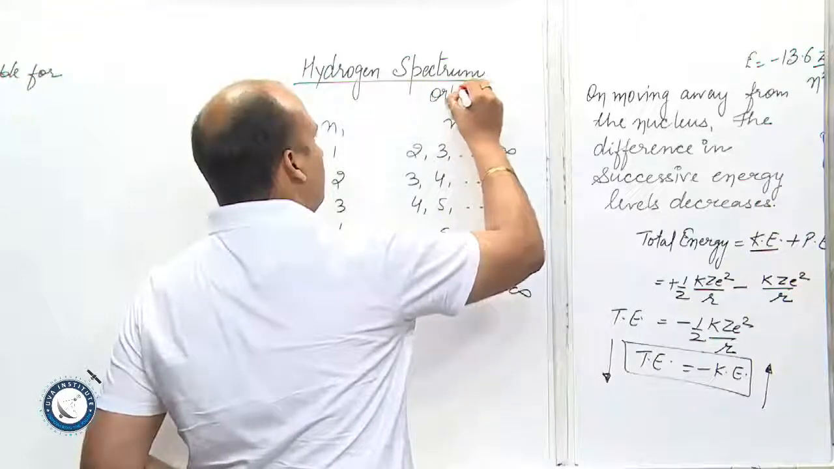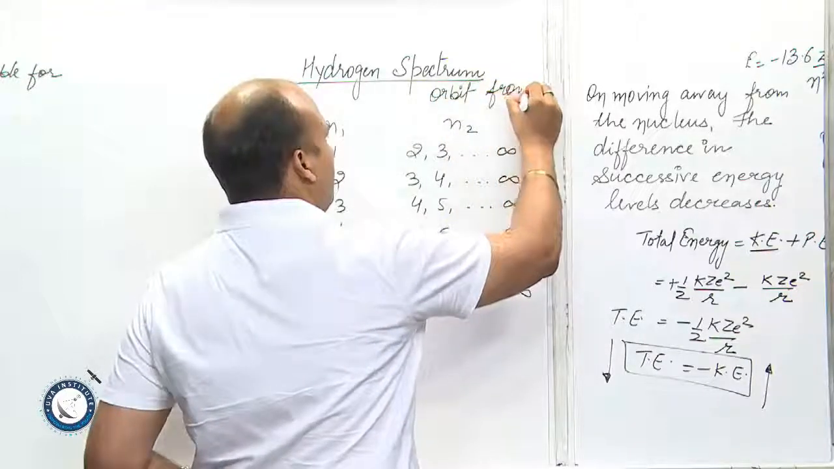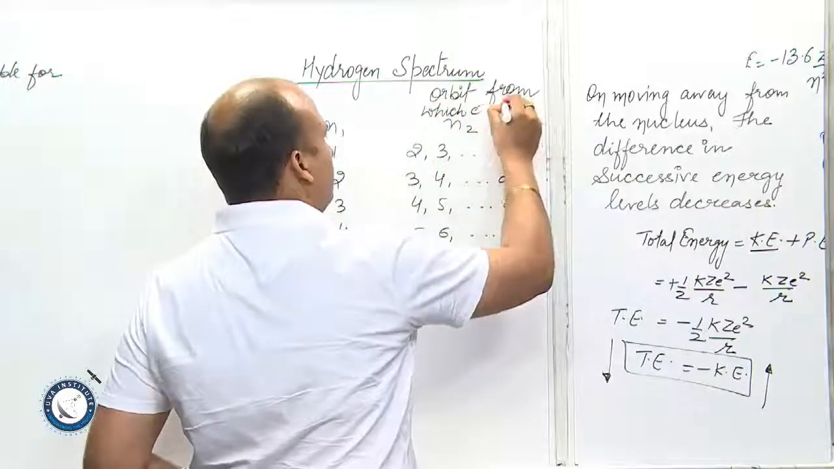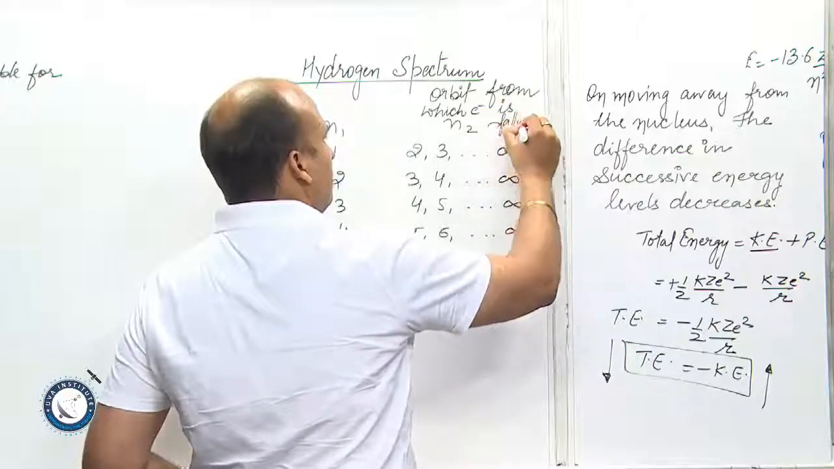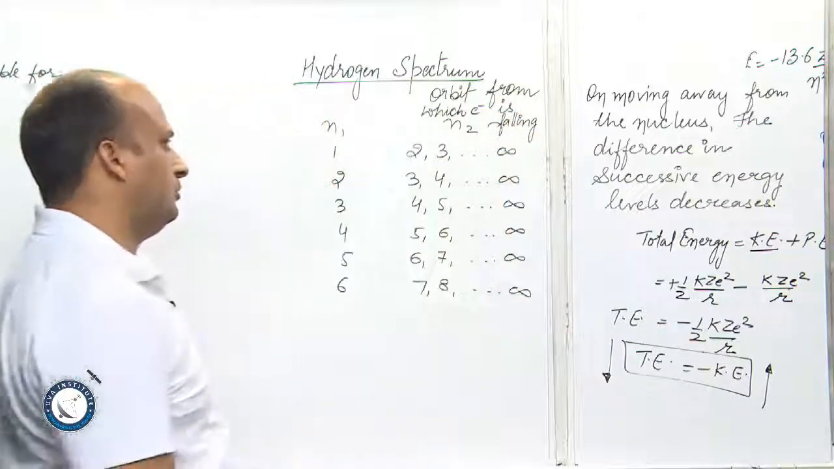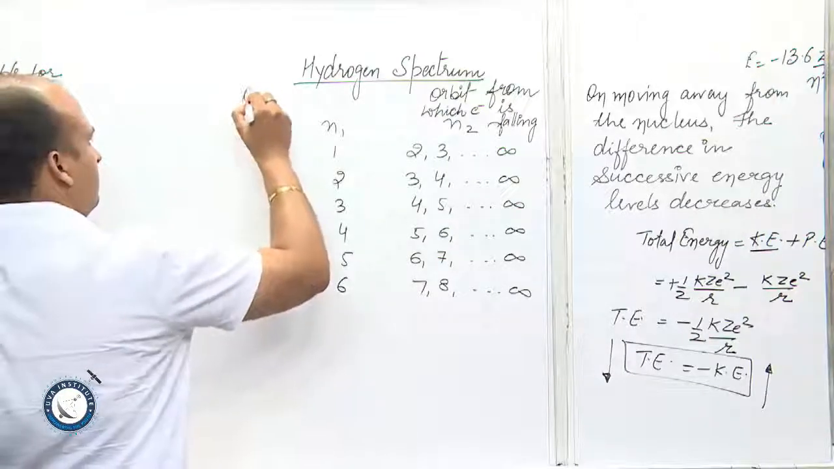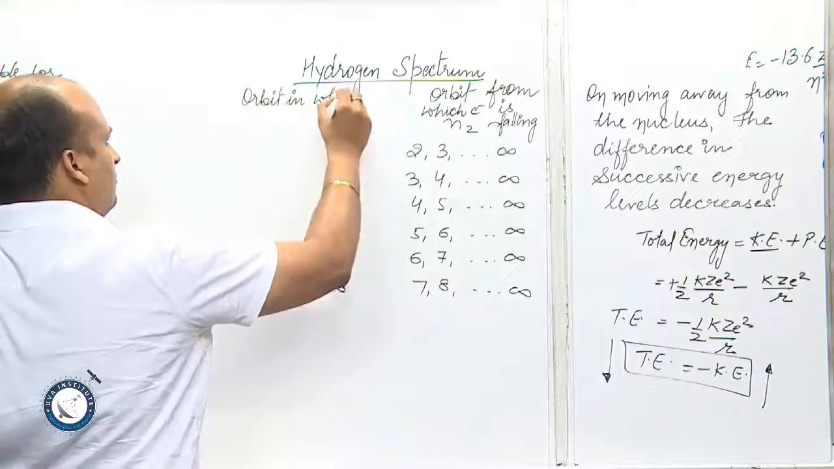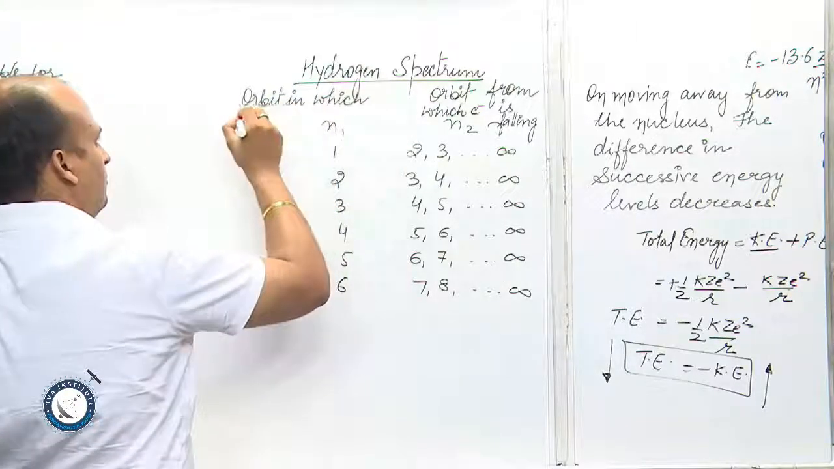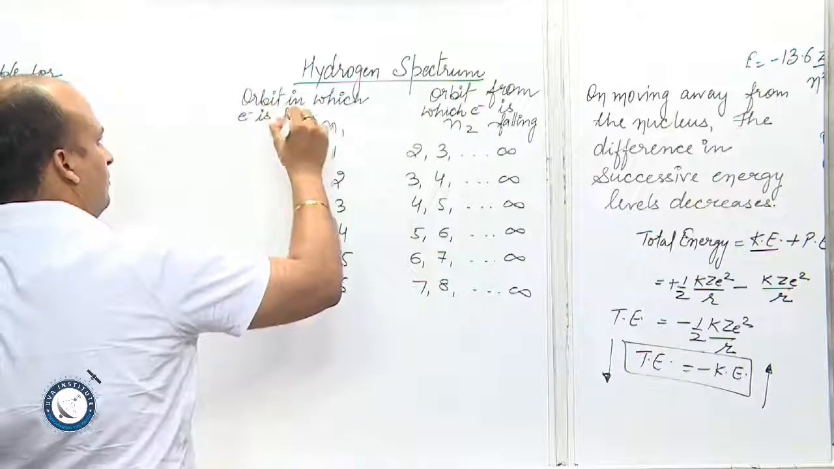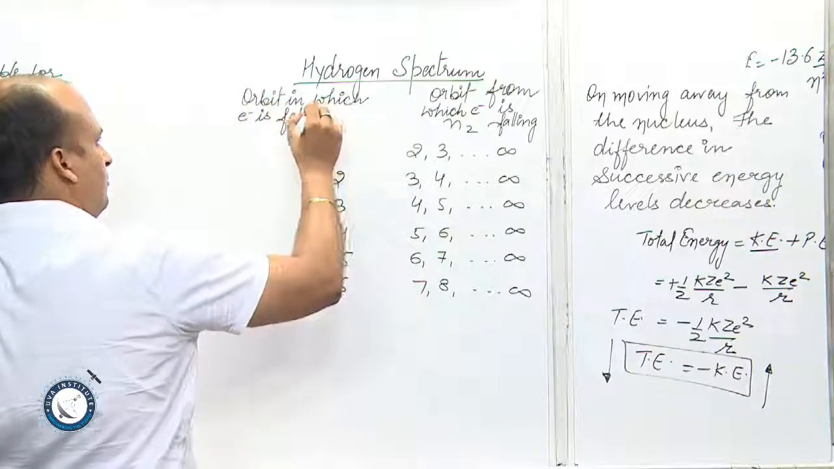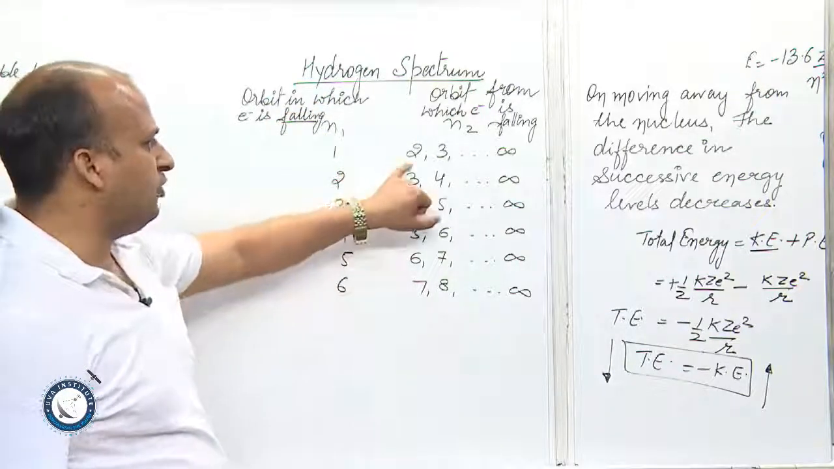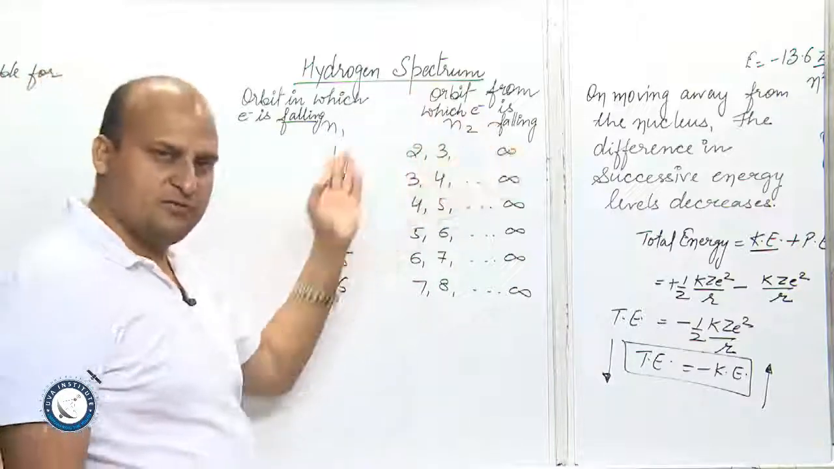N1 is the orbit in which the electron is falling. So the electron can fall from 2 to 1, 3 to 1, or infinity to 1, like that.